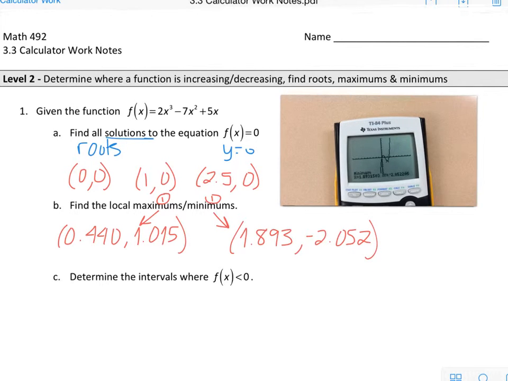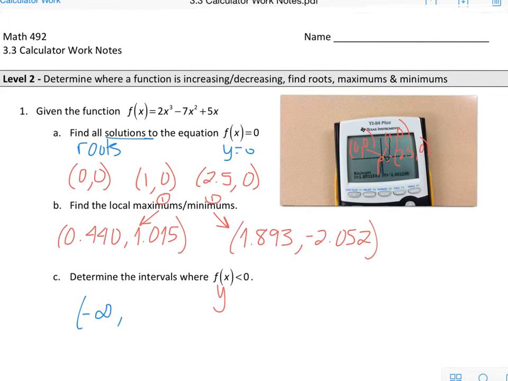Okay, in this last part here, we're going to determine the intervals where the y value is less than 0. So if we take a look, we know the points of intersection based on the zeros. So this point here is 0, 0. And then we have here 2.5, 0. And we know that this other point, oh, this is hard to see on the graph, but hopefully we know those 3 zeros.